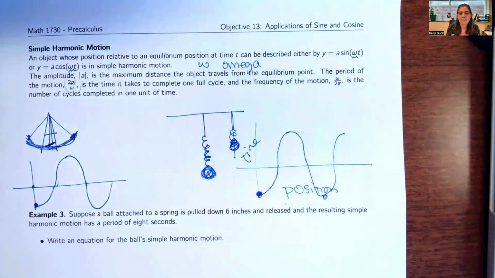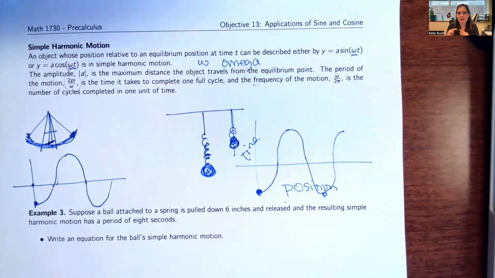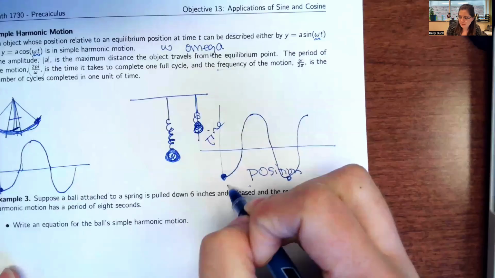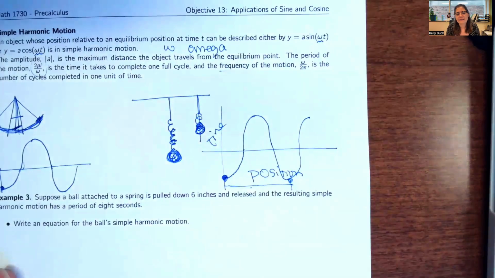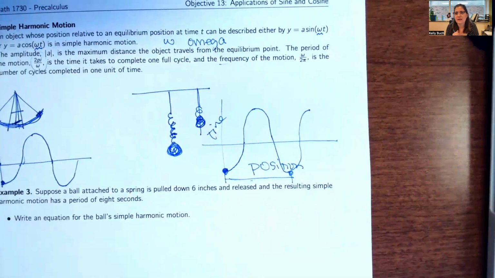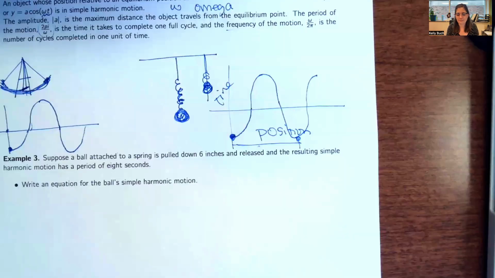And then a really important other property here is what we call the frequency. And the frequency is actually omega over 2 pi. It's the reciprocal of the period, and the frequency of the motion is the number of cycles that happen in 1 unit of time. So the period is how long does it take for this to happen? And the frequency is, okay, I'm starting my stopwatch now. How many cycles do I get in a minute? Or how many cycles do I get in a second? Or whatever time unit you're using. Okay, so that's the frequency. It's the reciprocal of the period.